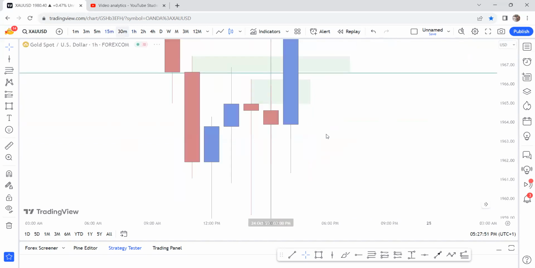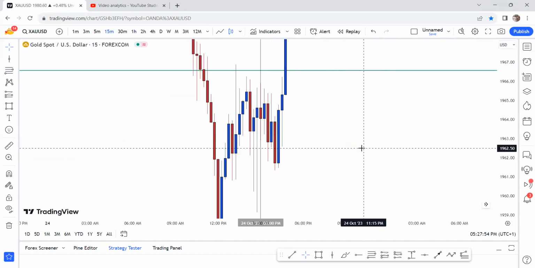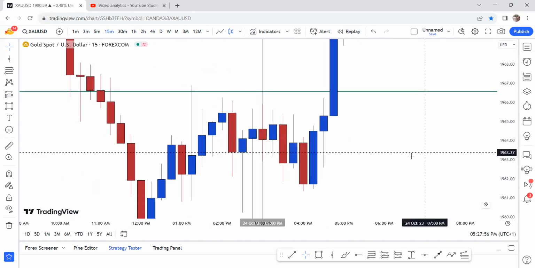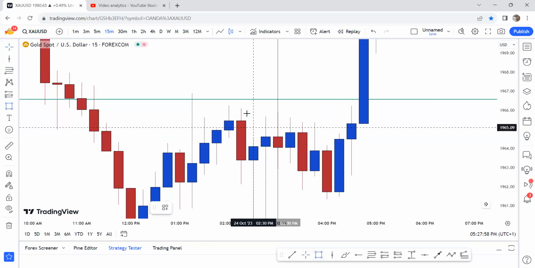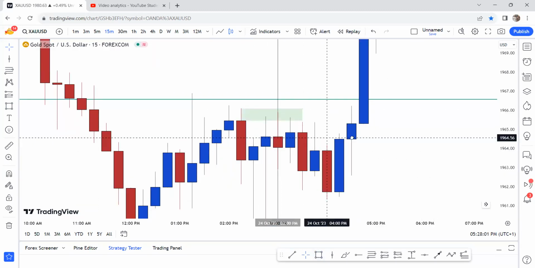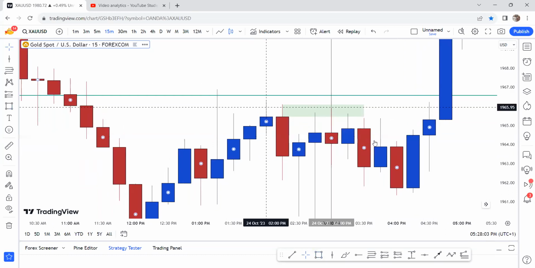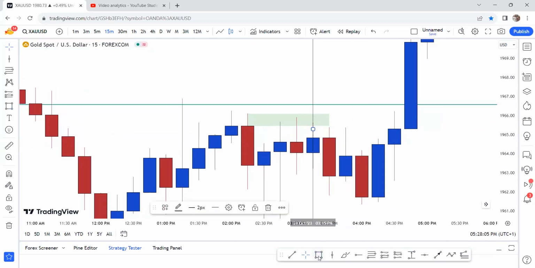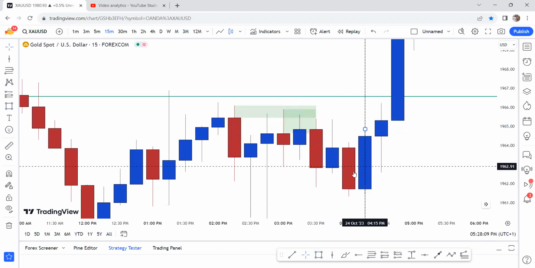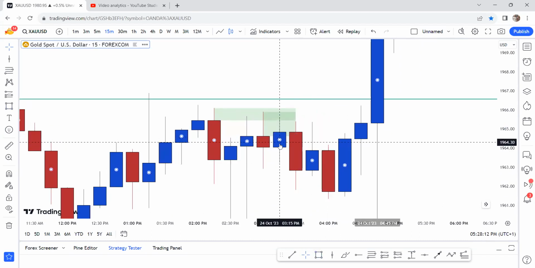And eventually, if you go down to your 15 minute, did we have a break? I think I didn't take this entry because there wasn't any major break. Yeah, there wasn't any major break because this was the break. That was the break. And then price formed another red candle. This would have been the break. Eventually, price did that thing and closed inside here.